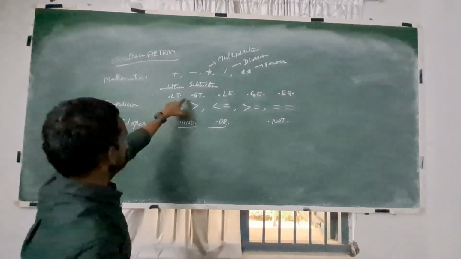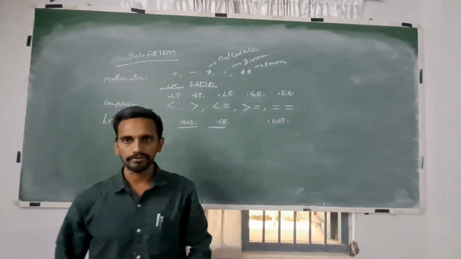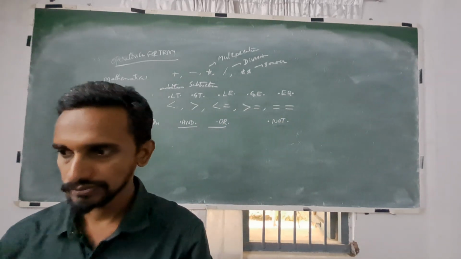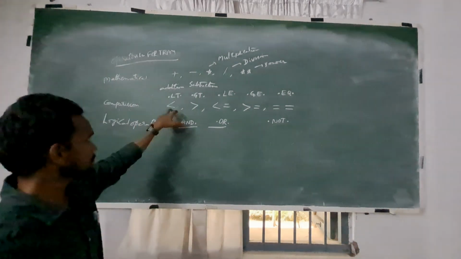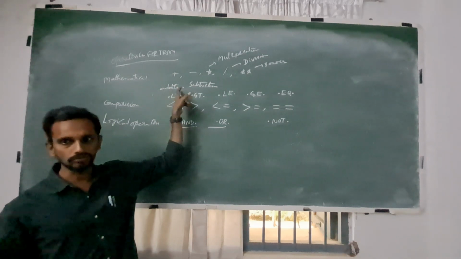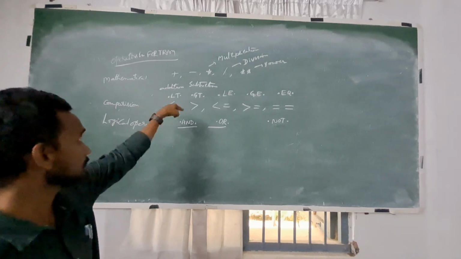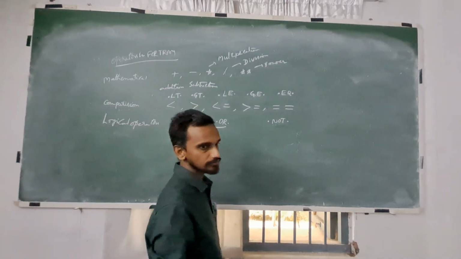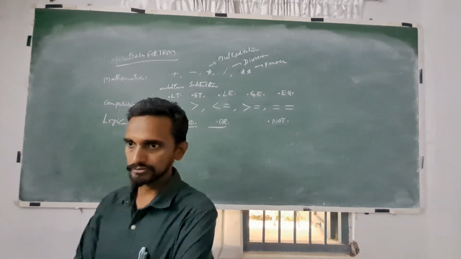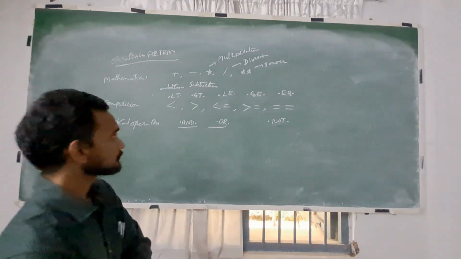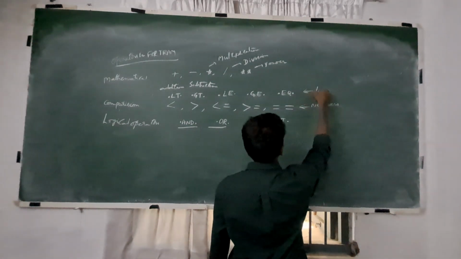So these are things we need to use when the operands are logical. If you are comparing two numbers, you have to use this symbol. If you are comparing two logical entities, you have to use this .LT. or .GT. So this is for numbers. This is for logical operands.